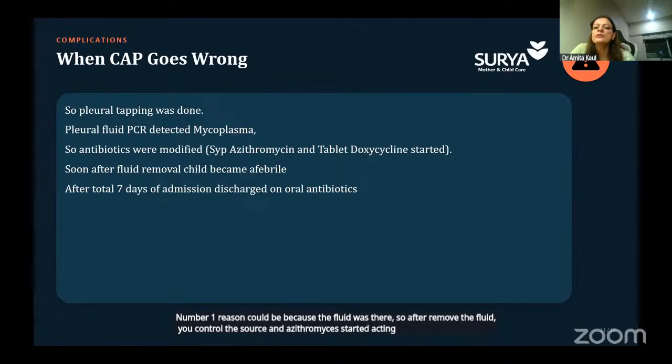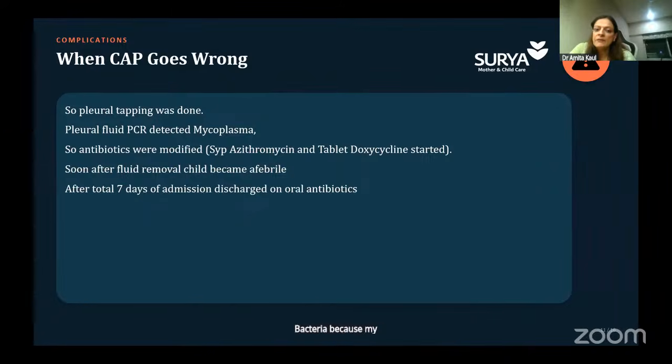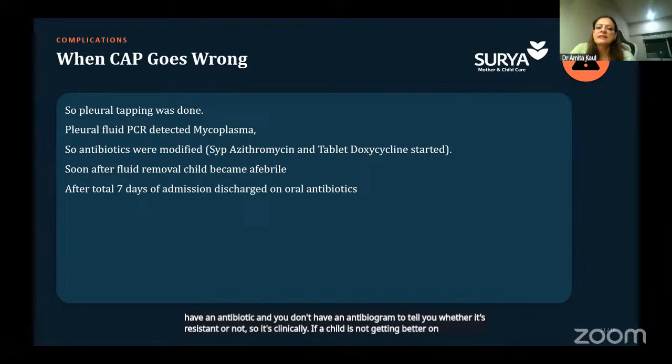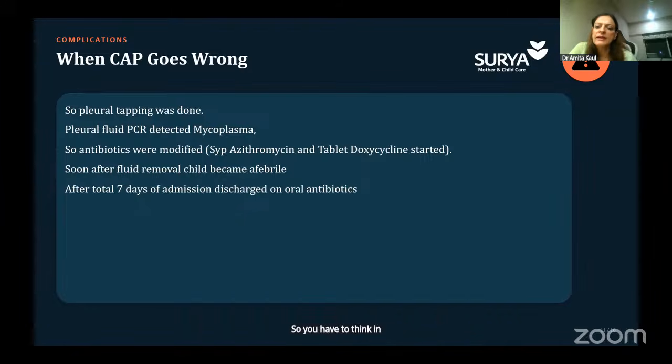The other thing you have to think about whenever you are dealing with a child with mycoplasma not getting better is, could it be a macrolide-resistant bacteria? Because it is very common, as mycoplasma cannot be cultured, you don't have an antibiogram to tell you whether it's resistant or not. So clinically, if a child is not getting better on your azithromycin by the third or fourth day, or is getting worse, you have to think along the lines of macrolide resistance.